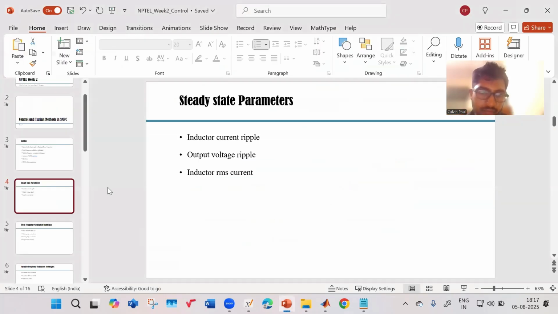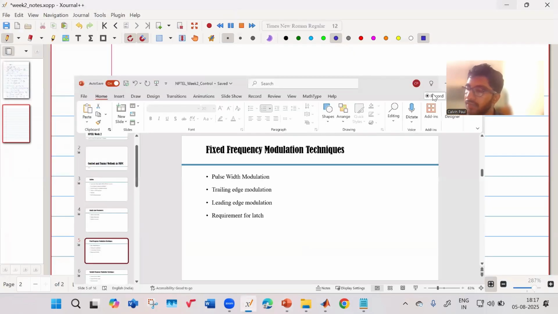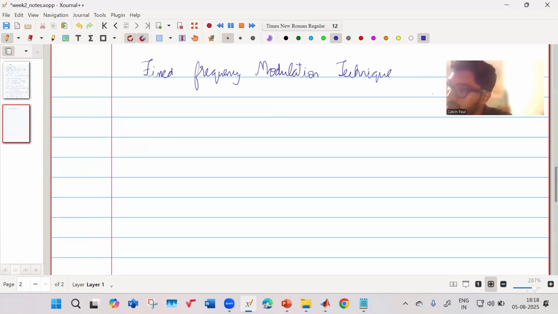Now, we'll consider what the modulation techniques are. There's something known as pulse width modulation, trailing edge, leading edge, and what is the latch. All this was done over here. So we'll see the fixed frequency modulation technique. What we have is some gate signal like this.